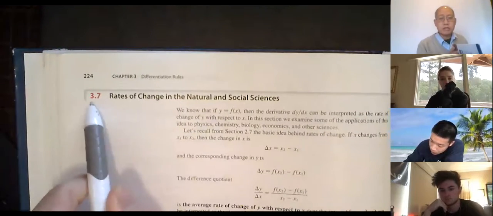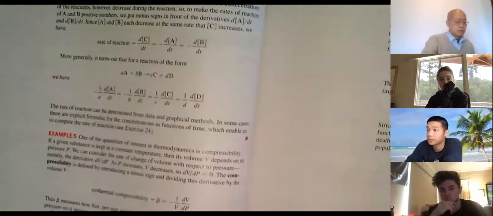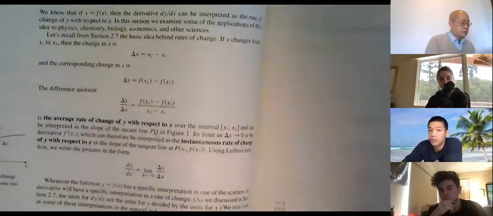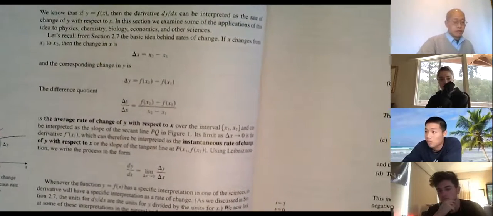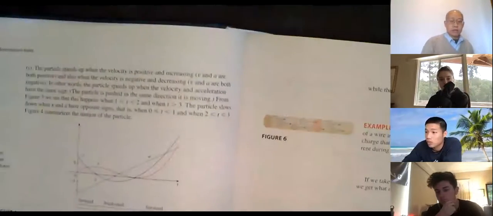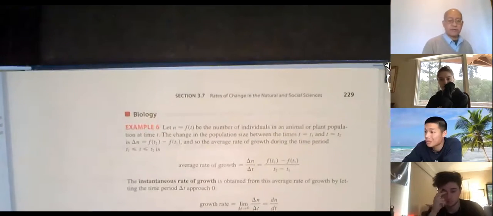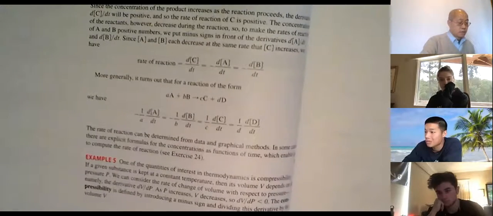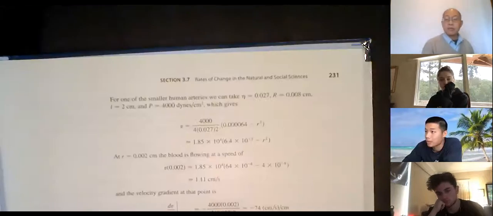The topic is rates of change in the natural and social sciences. Okay, you're going to get some word problems here. Don't want you to get scared about that, but where do derivatives occur in real life? They could occur in, they got some examples here from chemistry, page 227. They got biology, 229, obviously physics. Some of this stuff. Economics, page 231.